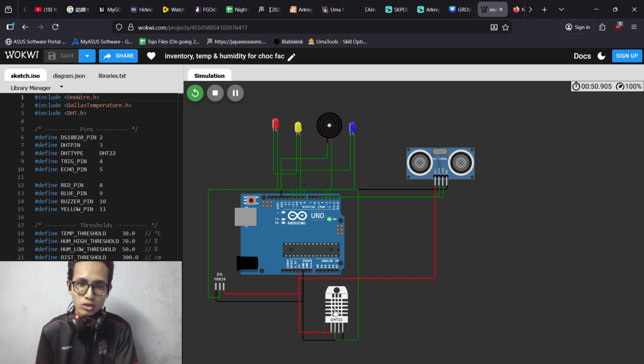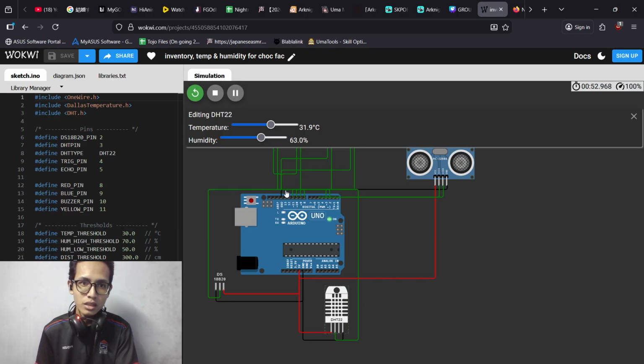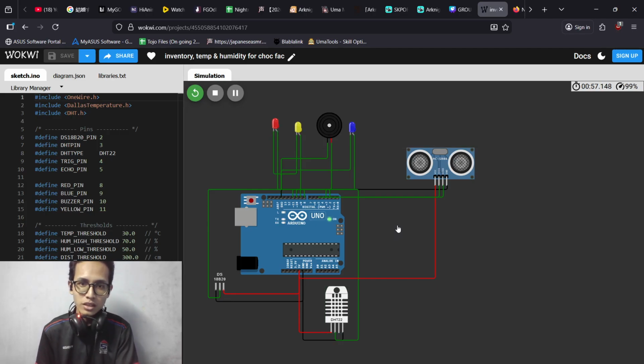Why I use only one humidity sensor? Because technically it is not possible to have more than two humidity levels in one room. So yeah, I only use one humidity detector.